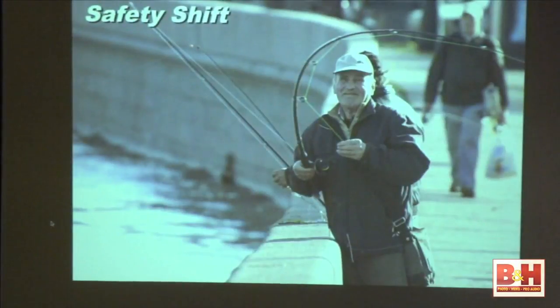Safety shift. Some of you have been at a presentation or two where I've mentioned this before. Safety shift is one of those things that is in there to kind of protect us from ourselves. It kicks in when you are working in shutter priority or an aperture priority mode. Think about shutter priority: you set a shutter speed, the camera sets the lens opening, and it varies it automatically depending on the light.